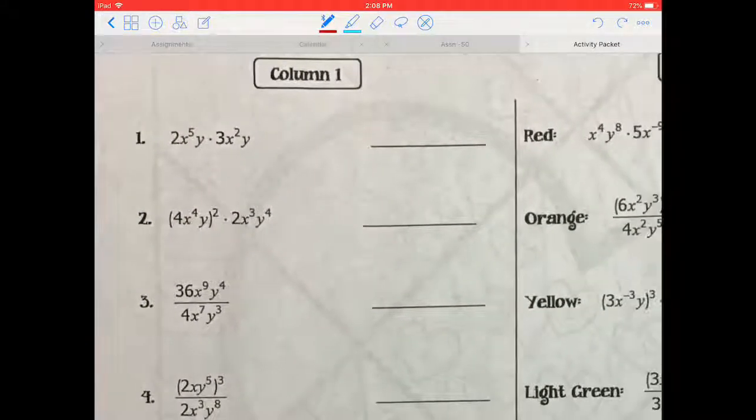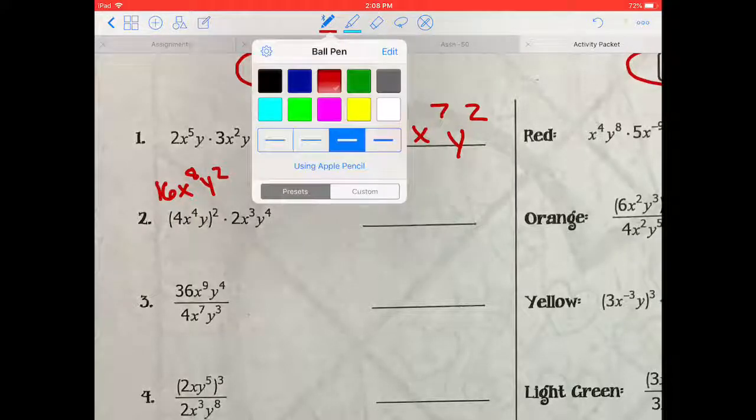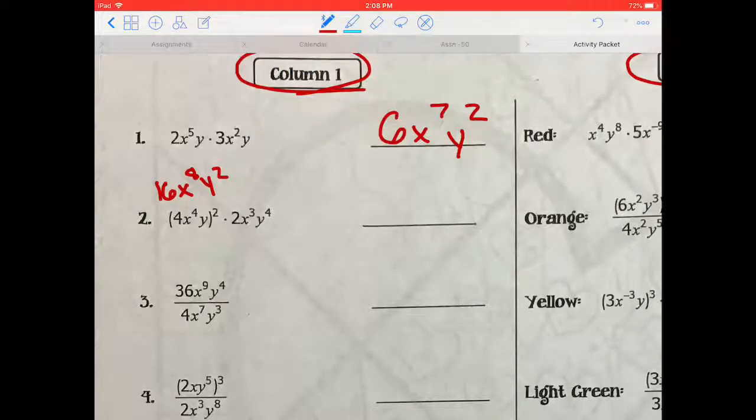In this first problem, 2 times 3, this is 6. X to the 7th y squared. 4 squared is 16 x to the 8th y squared. I'm going to make this a little smaller. So 16 times 2 is 32. X, 8 and 3 is 11. Y is 6. Next one, 36 divided by 4 is 9.